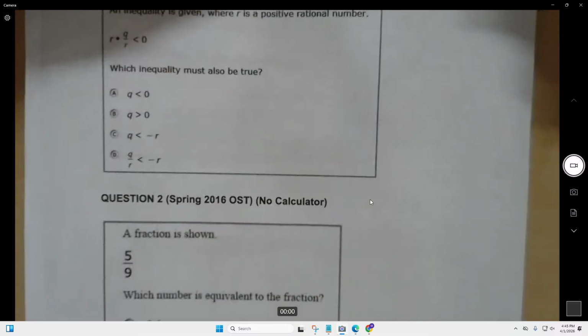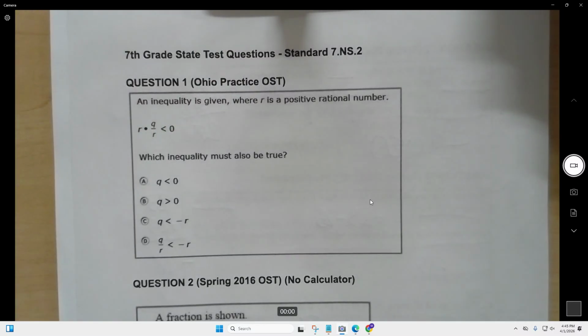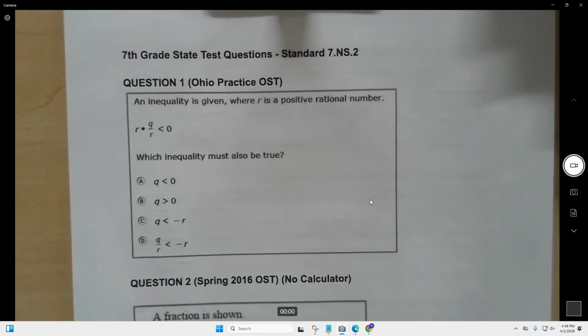Right, welcome back to another OST review session. Today we are talking about standard 7.NS.2. Again, talking about number sense. Let's jump right in. Question 1 from the Ohio Practice OST.